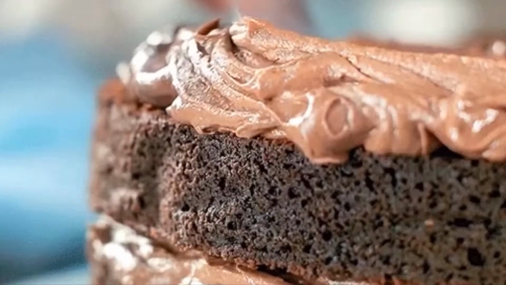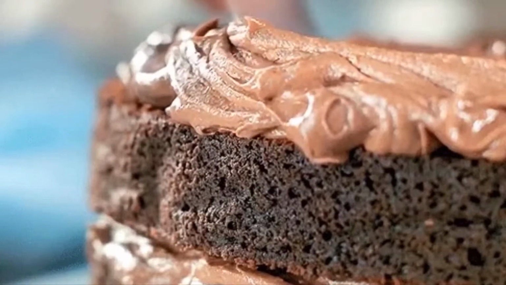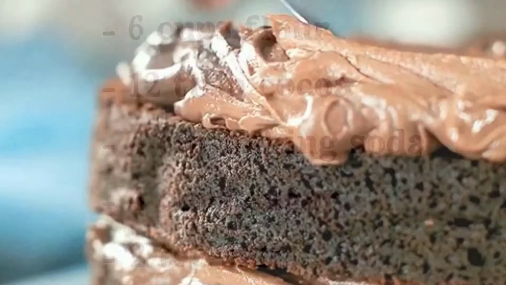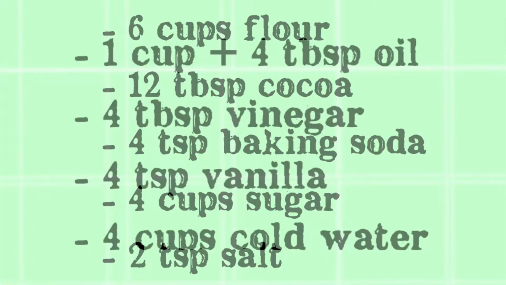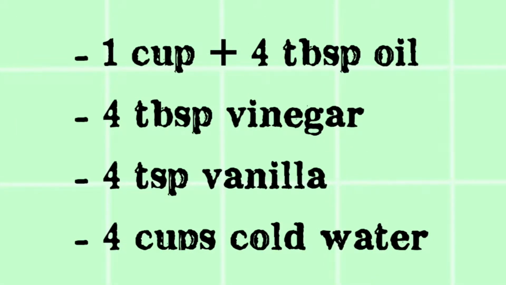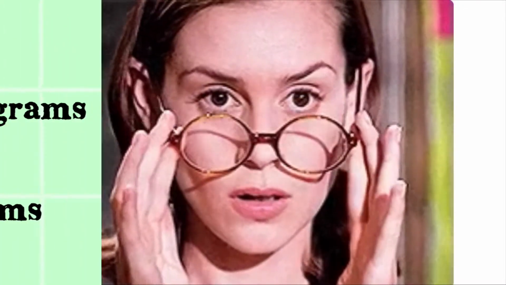To find the weight of the cake, we had to find a recipe for the giant cake. These are the ingredients for just one layer from that recipe: 6 cups of fluffed flour, 12 tablespoons of cocoa powder, 4 teaspoons of baking soda, 4 cups of sugar, 2 teaspoons of salt, 1 cup of oil, 4 tablespoons of oil, 4 tablespoons of vinegar, 4 teaspoons of vanilla, and 4 cups of cold water. These are the weights of each of the individual ingredients.